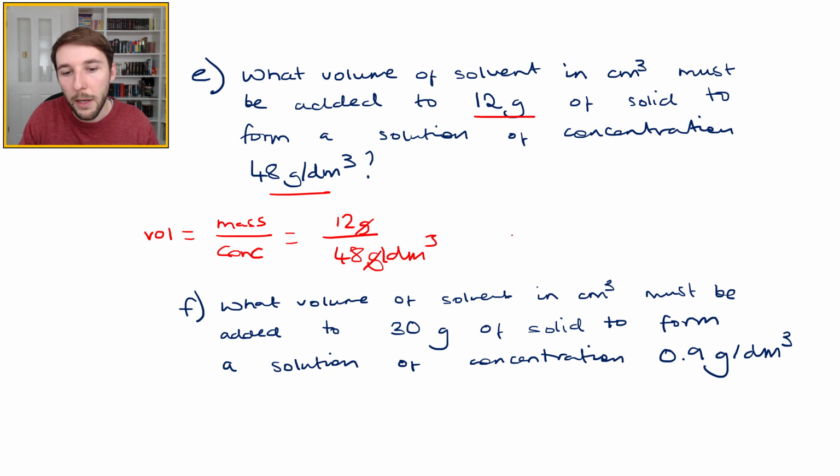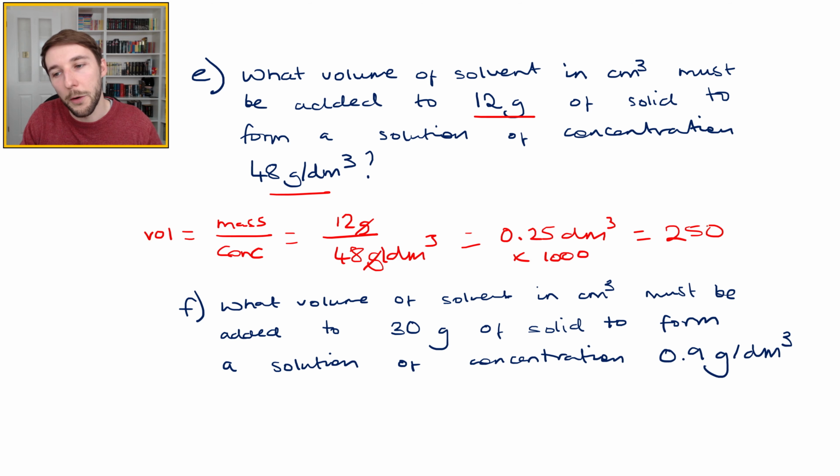Grams and grams cancel out. Our answer comes out in cubic decimetres. So the first one we get an answer of 0.25, but remember that's in cubic decimetres. So then I'm going to multiply that by 1000 and you should have got 250 centimetres cubed. Nice round answer there.